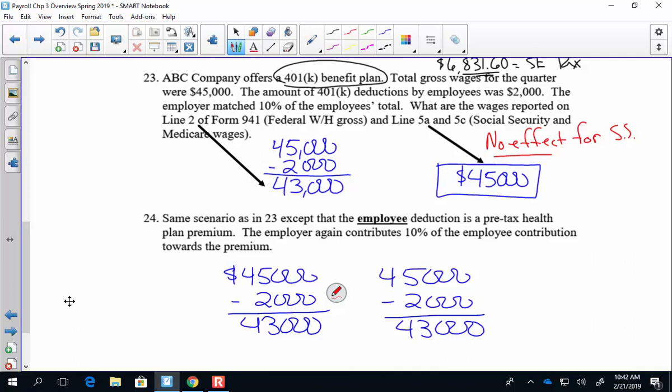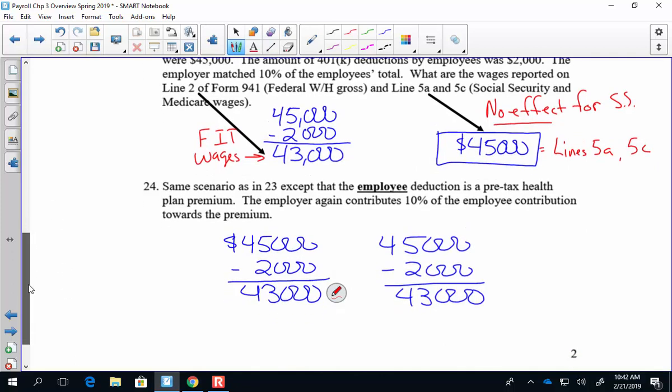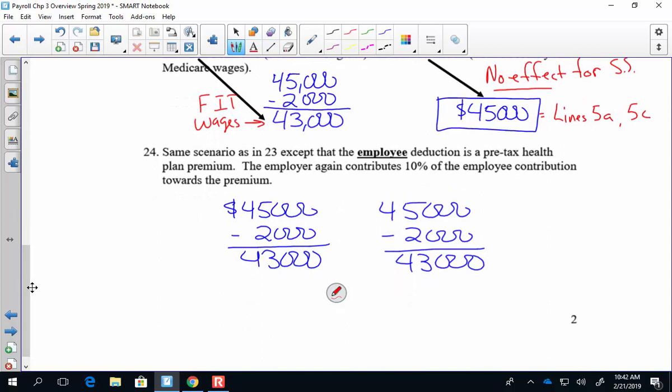So for the amount on line 2, which is what we're concerned about for FIT, right, which is the FIT wages, line 2's amount on Form 941 would be $43,000. However, lines 5A and 5C on Form 941, the amount would be 45. The 401k defined contribution has no effect on it.